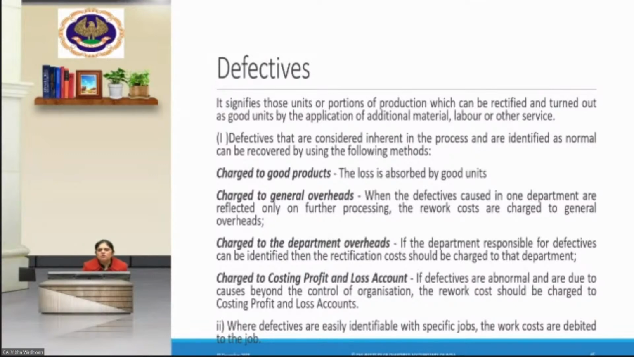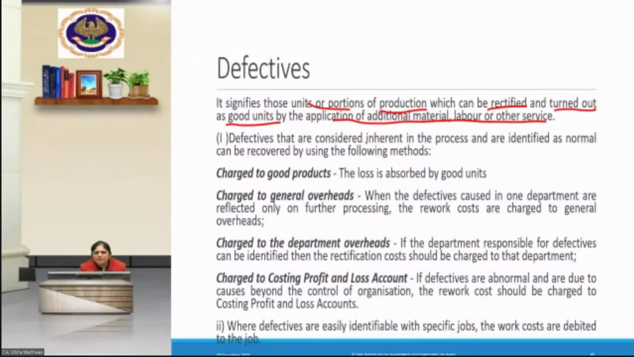So units or portions of production which can be rectified and turned out as good units by application of additional material, labor or services. So spoilage cannot be rectified, and defectives are substandard, but they can still be made good. Not the best as per the best standard, but in a better way, they can be made better.